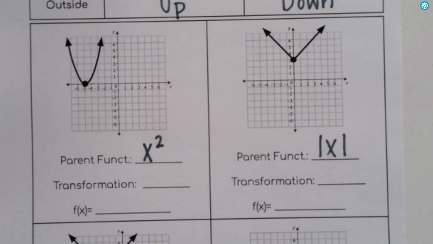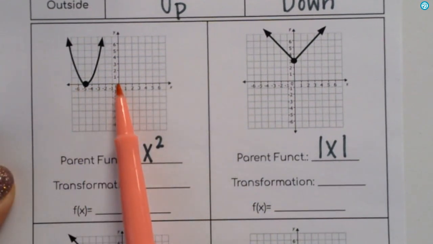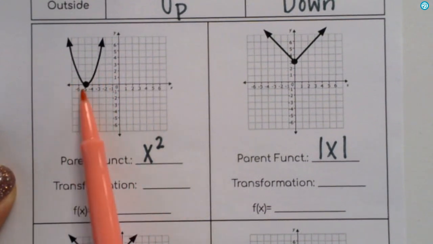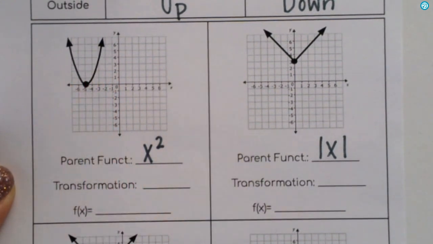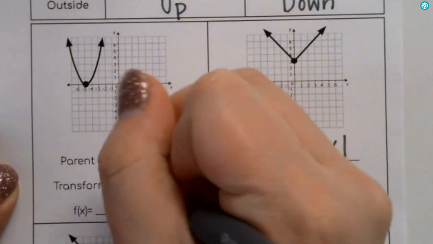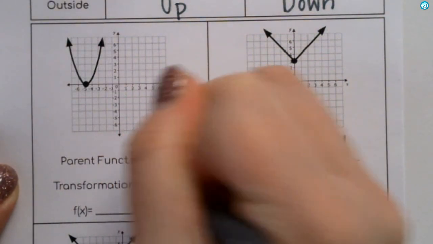Okay, and then for transformations, we have to look at which way it went. So we look at where it is in comparison to 0, 0. So this one moved to the left by 5. So our transformation that happened was left 5.